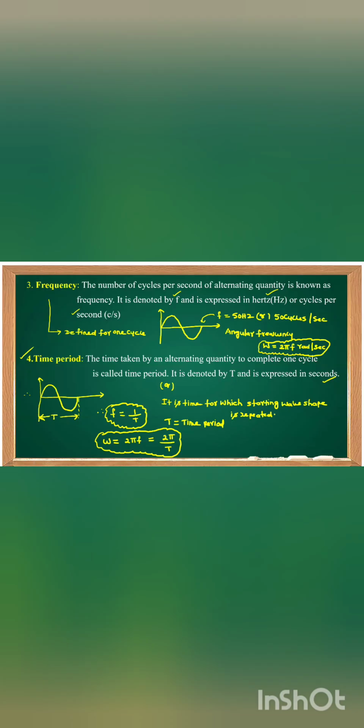This is pi, this is 2 pi, and this is 3 pi. You have to take this on the omega t axis. Can you tell what is the time period of this waveform? It is not pi. I have given one more definition: it is the time for which the starting wave shape is repeated. The starting waveform starts again at 2 pi. Then the time period is equal to 2 pi radians.